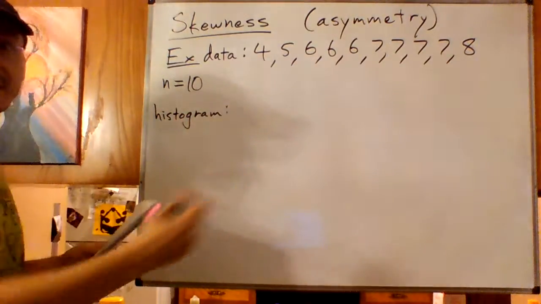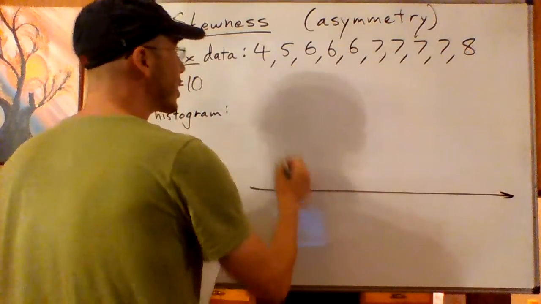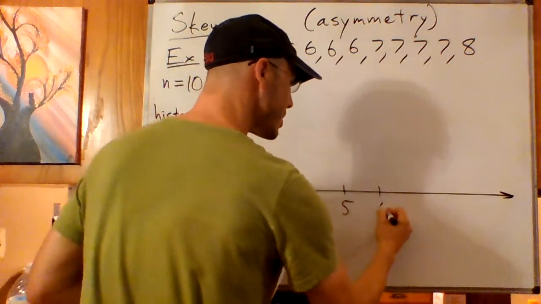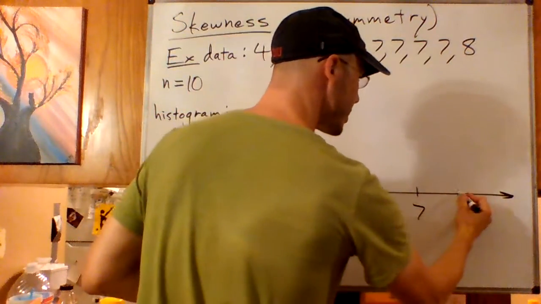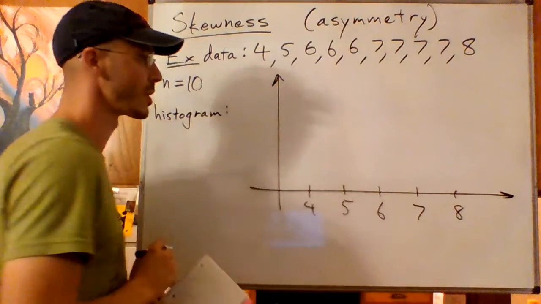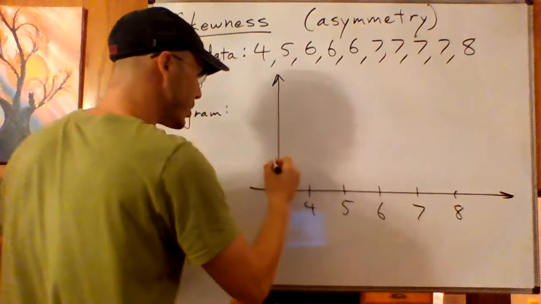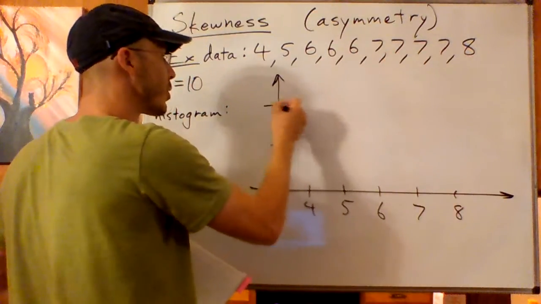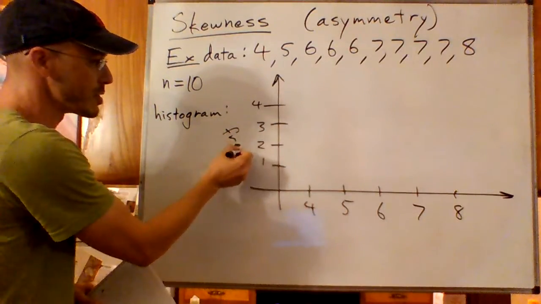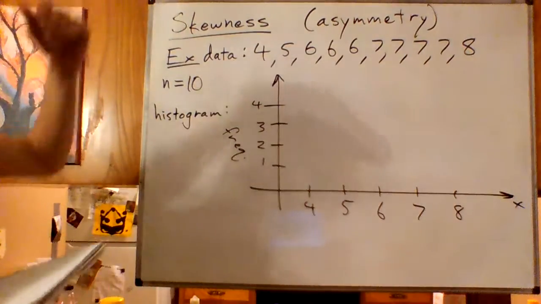And I'm going to build a histogram so I can look at the data. So again, my number line comes first with, I need 4, 5, 6, 7, and 8. And then for the frequency axis, the highest frequency is 4. So I really only need to go up 1, 2, 3, 4. So again, this is the frequency. These are the actual data values or X values that I'm given.